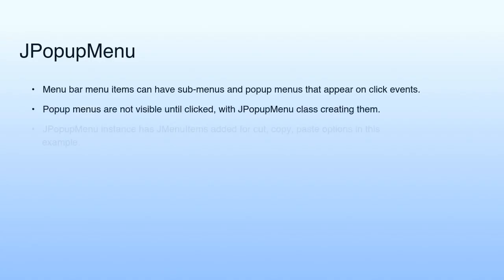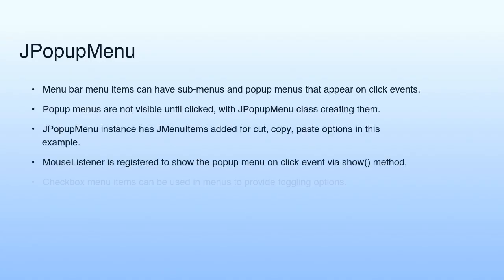In addition to the main menu bar, applications can also include pop-up menus that appear on click events. The JPopupMenu class is used to create these pop-up menus, which are not visible until clicked. This example shows how to create a JPopupMenu instance and add JMenuItems for common actions like cut, copy, and paste. A mouse listener is registered to show the pop-up menu on a click event by calling the show method.